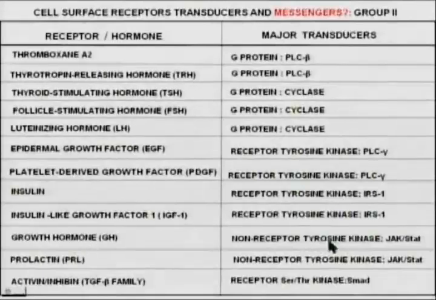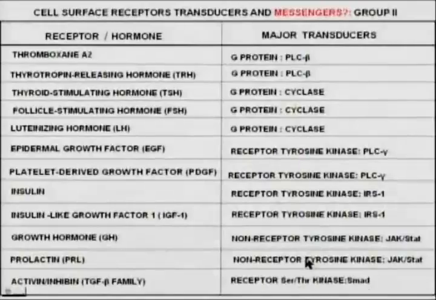Growth hormone, again a tyrosine kinase through a JAK-STAT system. Prolactin through a tyrosine kinase as well, the JAK-STAT system. And activin and inhibin, part of the TGF-beta family. But the inhibin will be very important when we talk about negative feedback, specifically on follicle-stimulating hormone. This is receptor serine threonine kinase through the SMAD system.